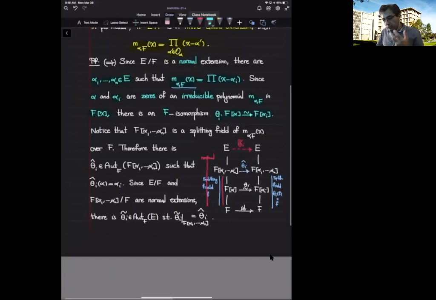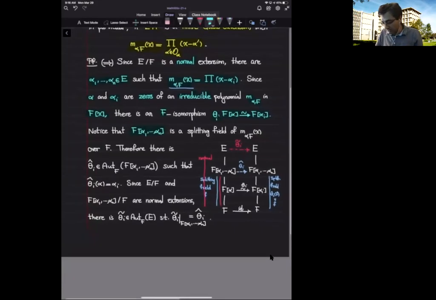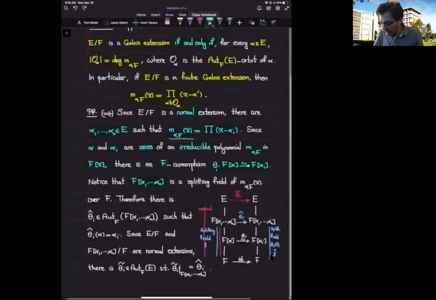And I'm going to apply that to the field F(alpha 1, alpha 2, ..., alpha n). This is a splitting field of the minimal polynomial over the base field capital F, because it's generated by the zeros and it contains all the zeros. So it's a splitting field of the minimal polynomial over the base field F.